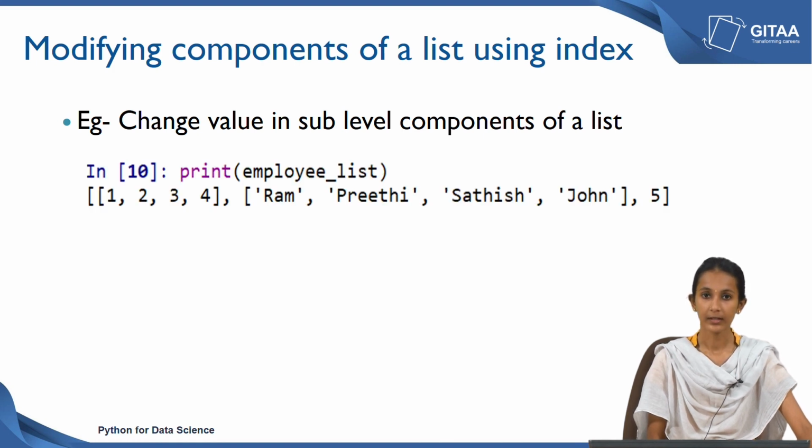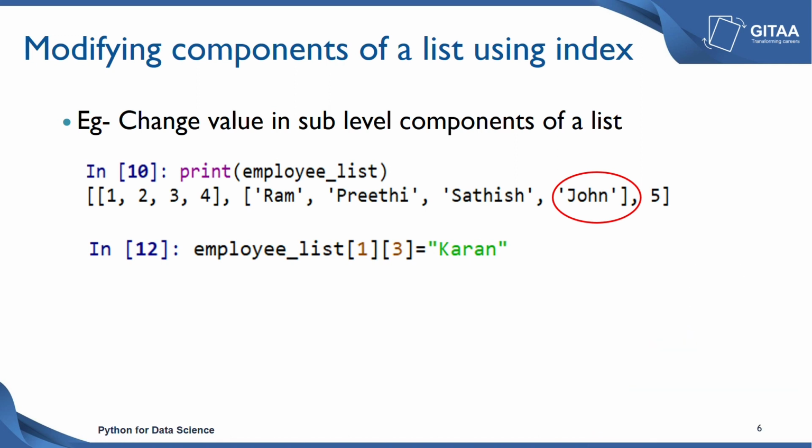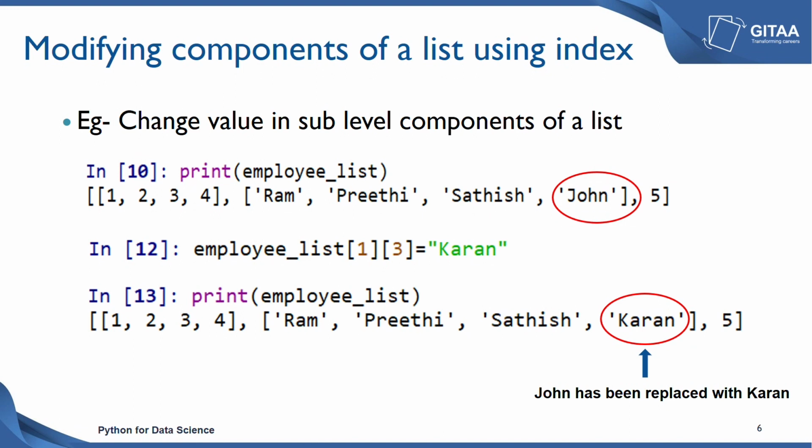So, this is our list. If I wanted to change John to Karan, how will you do that? 1, 2, 3, 4 is basically ID, again level 0, employee names is level 1 and number of employees is level 2. So, I give employee underscore list 1, which is our top level component, and our sub level is 3. John is placed in the 4th position, which has the index number 3. I wanted to replace it with Karan, so I am giving it inside the double quotes. If I print the updated list, John will be replaced with Karan.